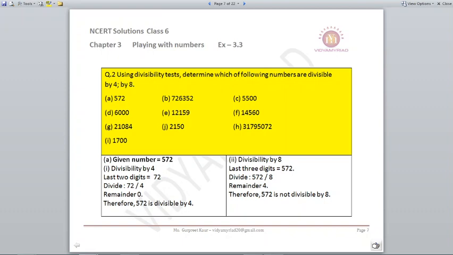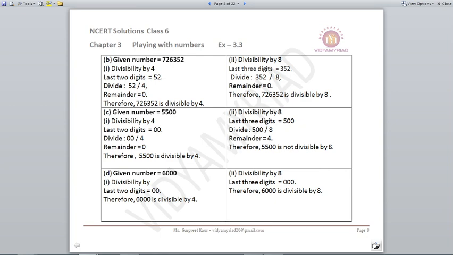Let's begin with one. 572. Now 72 is the last 2 digits. Divide by 4. It is divisible by 4. 572 is the last 3 digits or the whole 3 digits. If we divide it by 8, your remainder is 4 left. So it means it is not divisible by 8. Like this we will do for all.